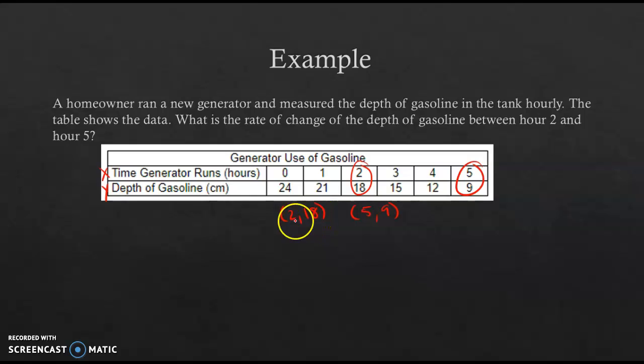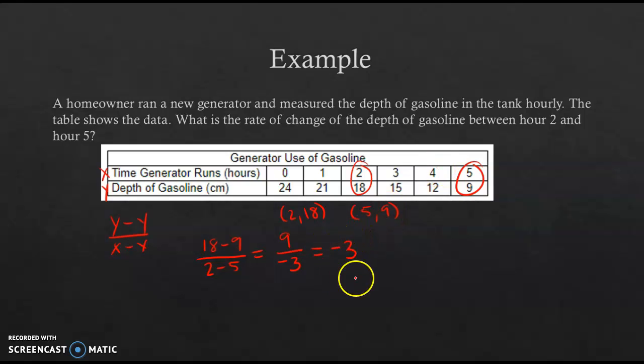Alright, so now I'm going to take these 2 points and use y minus y over x minus x. So I'm going to do 18 minus 9 over 2 minus 5. Again, y minus y over x minus x. And so 18 minus 9 is 9, 2 minus 5 is negative 3. Then I'm going to divide, so 9 divided by negative 3 is negative 3, because we should always reduce.